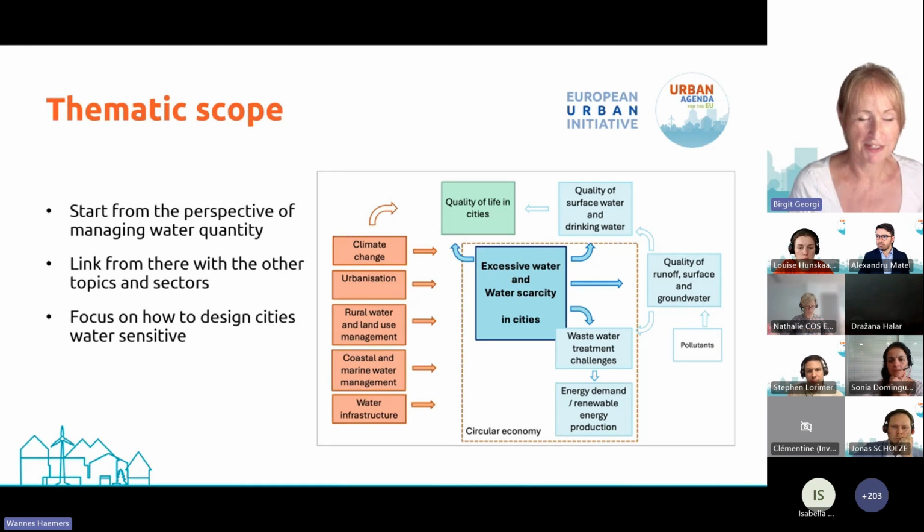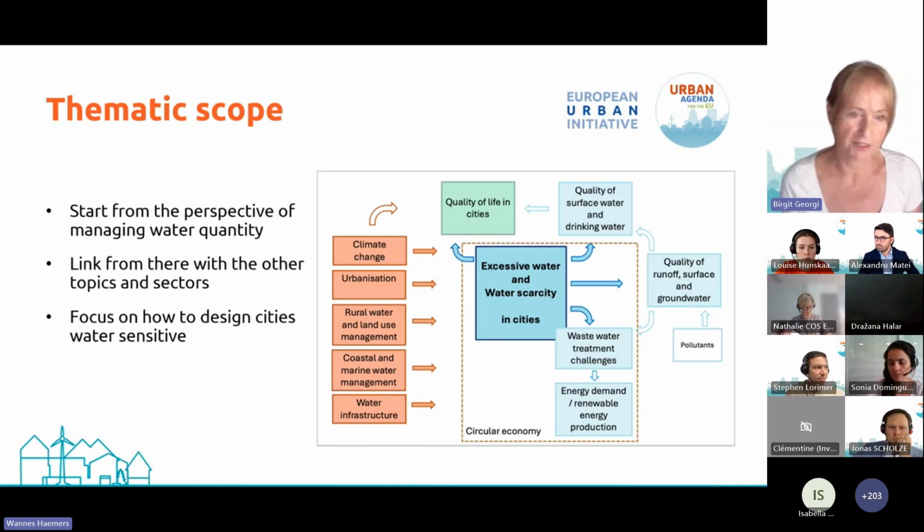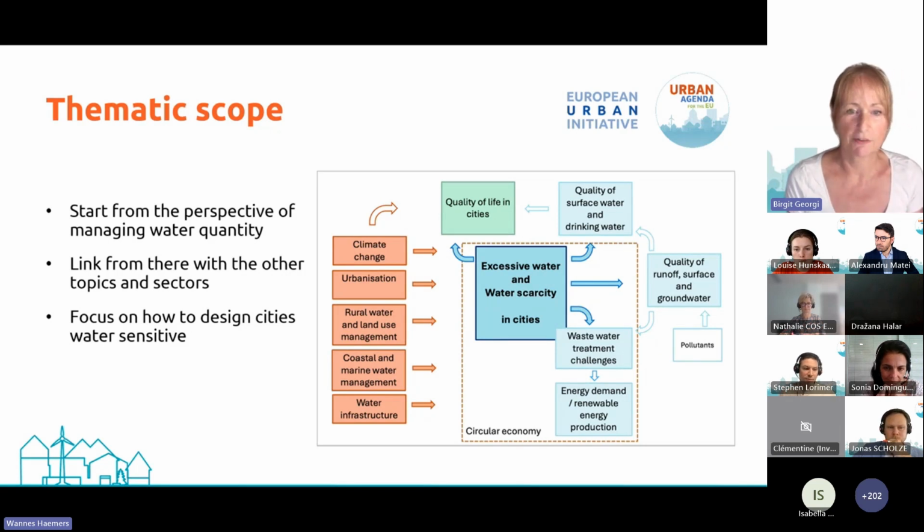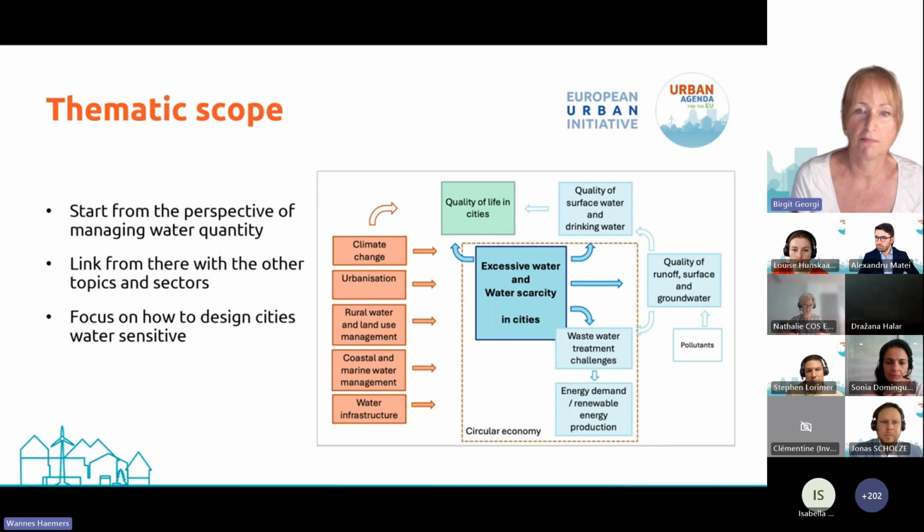And one of the big questions was, there are so many subtopics linked to that, and how could a thematic partnership manage all that? So there's really a need to focus that. And what I proposed in my ex-ante assessment is to center the perspective on water quantity, so on excessive water and water scarcity in cities, and then taking the whole thing from there, going to what does it mean for wastewater treatment challenges and related energy demands? What does it mean for the quality of runoff, of surface water, of groundwater? And then again, what for the quality of life? So center it. I know there are many more topics which could be linked to it, but I think you have to focus in order to make real progress.